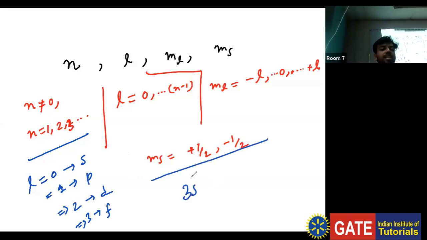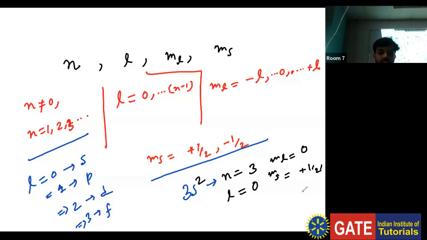Okay. For example, if I tell you 3S, can you tell what is the n value? For 3S, what is the n value? What is the L value? What is the ml value? What is the S value, ms? If 1 electron is present, yes, plus half. If there are 2 electrons, they are plus half and minus half.